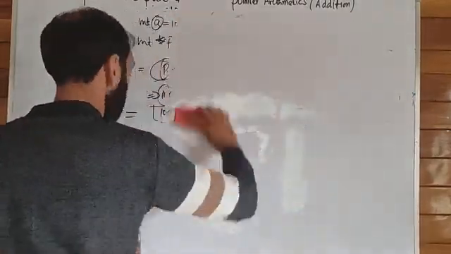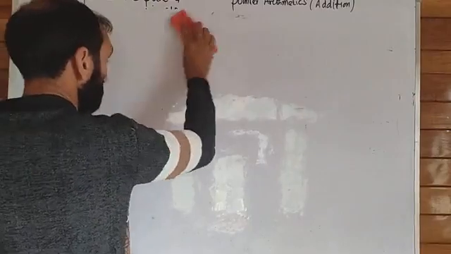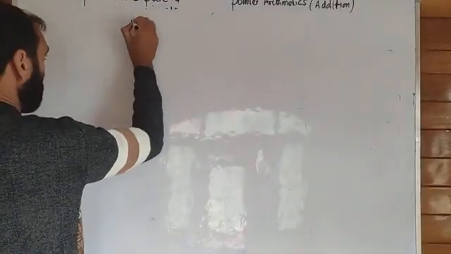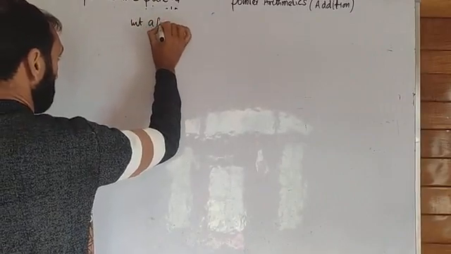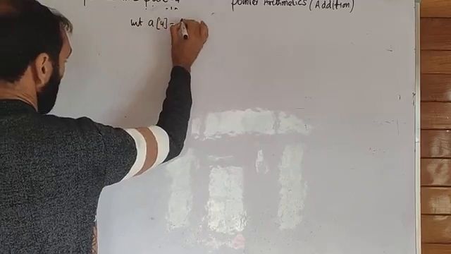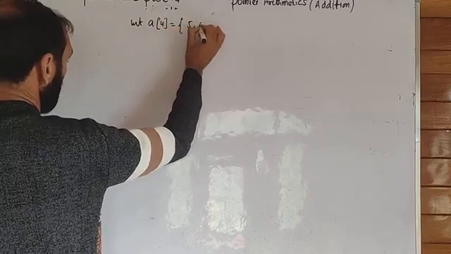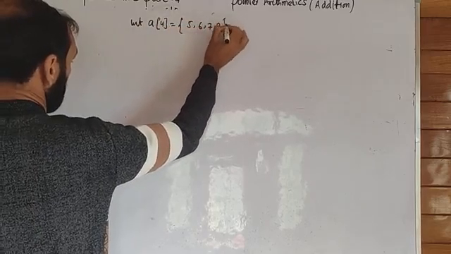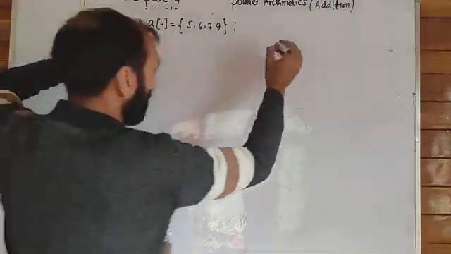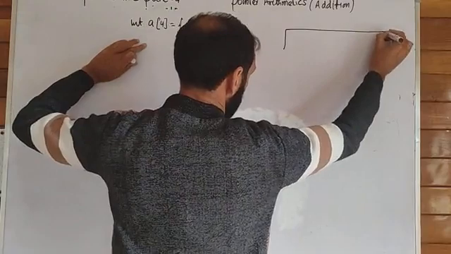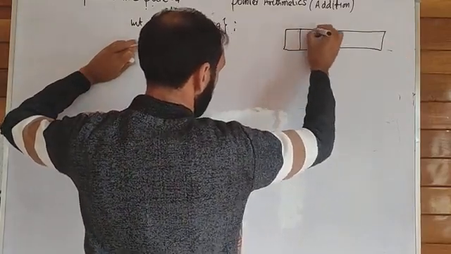For example, you can declare an integer array, int a of 4, and initialize it with values 5, 6, 7, 9. We declare it and it takes memory, which we have already discussed in arrays.